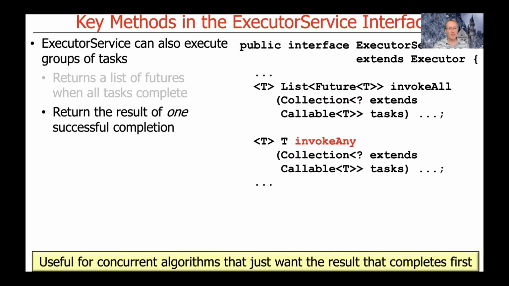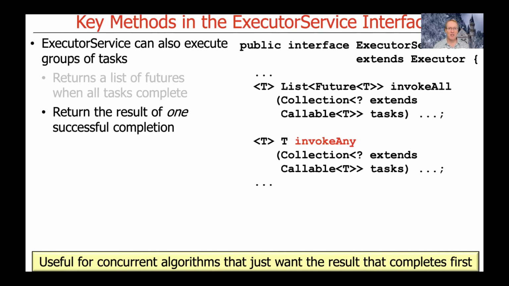There's also the Invoke Any family of tasks. And Invoke Any returns the result of one successful computation. And this is useful for concurrent algorithms that just want whatever result finishes first. So you can imagine some kind of a search operation, a MapReduce style computation, where you're going to query a bunch of different databases. And all you want is the first result that comes back. You don't want more than one.